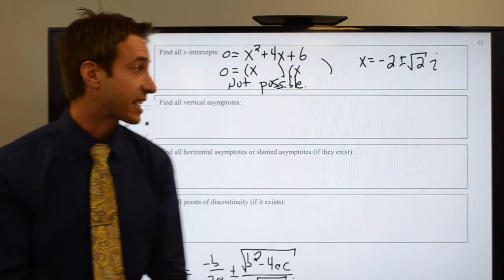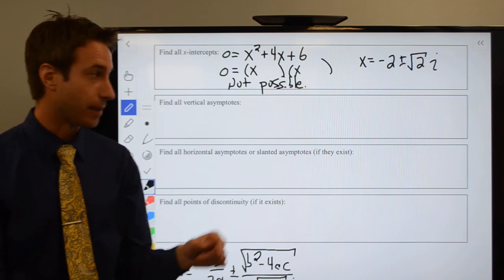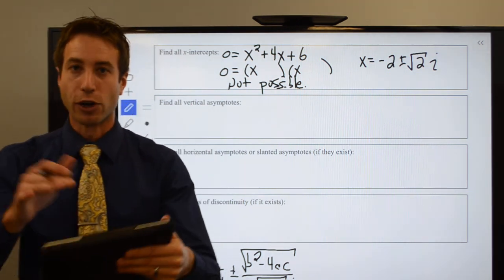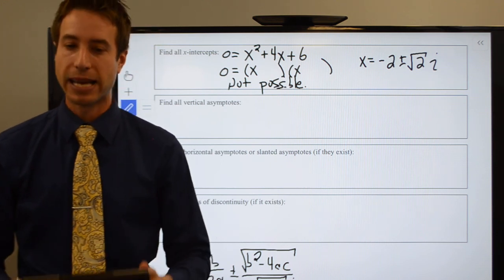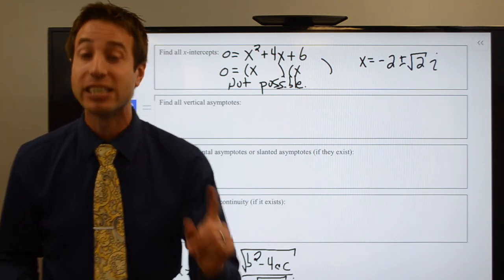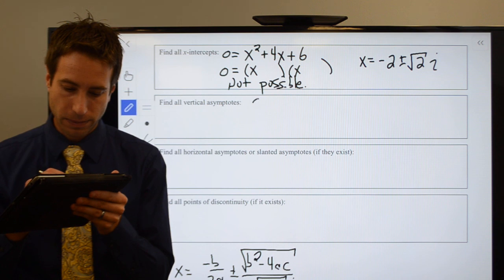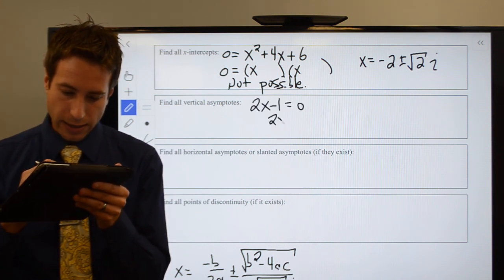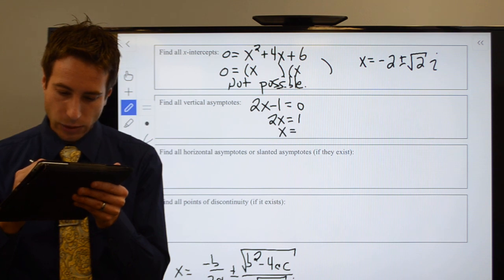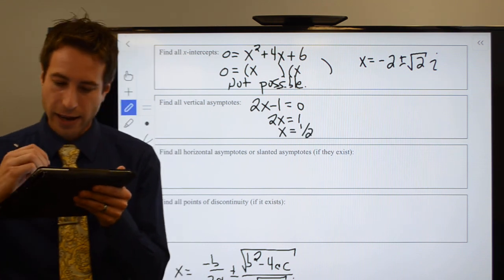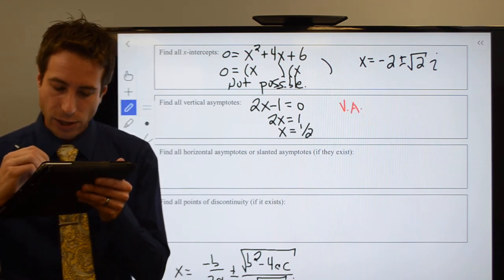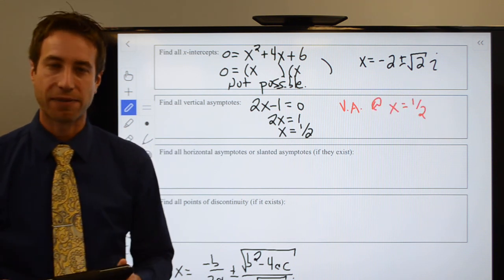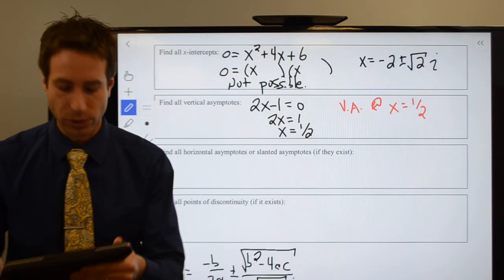Okay, next. I told you this one was tricky. Vertical asymptotes. Maybe that'll be easier. Vertical asymptotes are when you set the denominator equal to 0, and my denominator is 2x minus 1. Okay, let's see what happens. 2x is equal to 1, x is equal to... All right, that's not so bad. So I have a vertical asymptote at x equals 1/2. Okay, that's not so bad. That was a little easier.